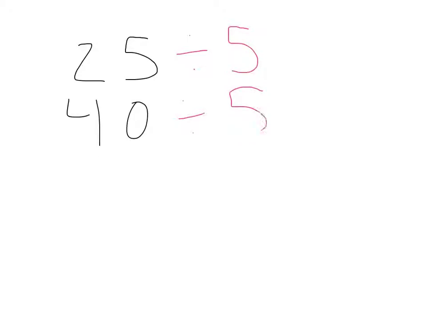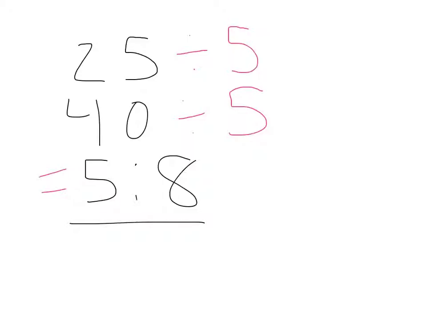The next step is to divide both of the numbers by 5. So then 25 divided by 5 is 5, and 40 divided by 5 is 8. So then there we have it. 25 to 40 in lowest terms is 5 to 8.